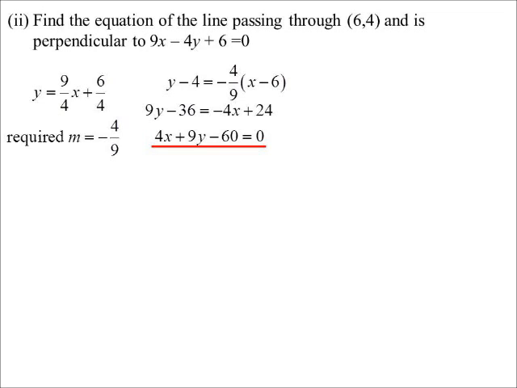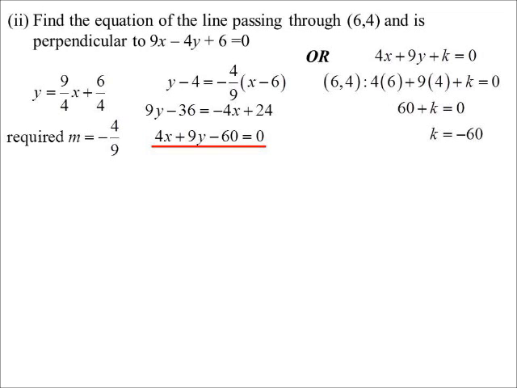So I could look at this question and say, well, all right, it's 9x minus 4y plus 6. It's perpendicular to that. So therefore, my answer must be 4x plus 9y plus some constant equals 0. I know it passes through the point (6, 4), so sub it in, I can work out my constant. There it is, -60. Therefore, there's the equation of my line. So that idea works for both the parallel and the perpendicular type of question.